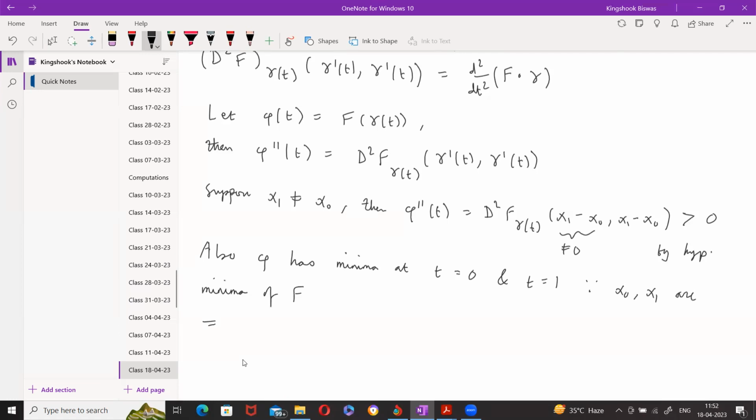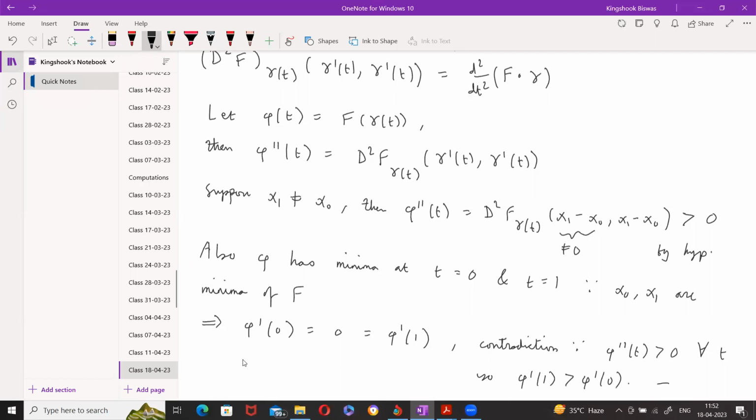So that implies that phi prime 0 is equal to 0, which is equal to phi prime 1. That's a contradiction, because phi double prime t is strictly positive for all t, and so phi prime 1 has to be strictly bigger than phi prime 0. Okay, so that finishes it.